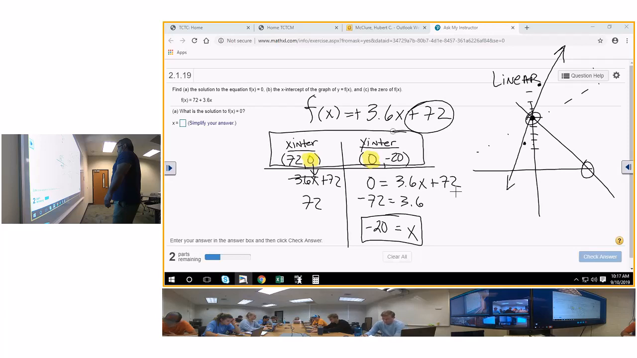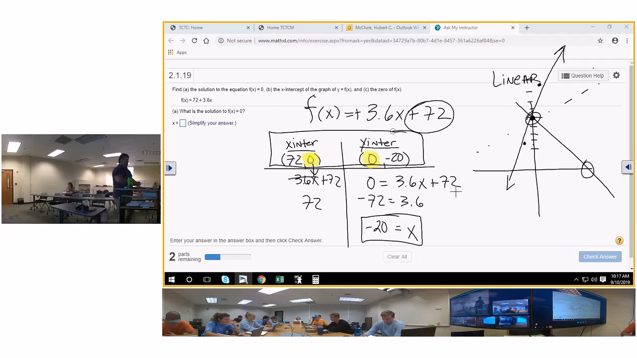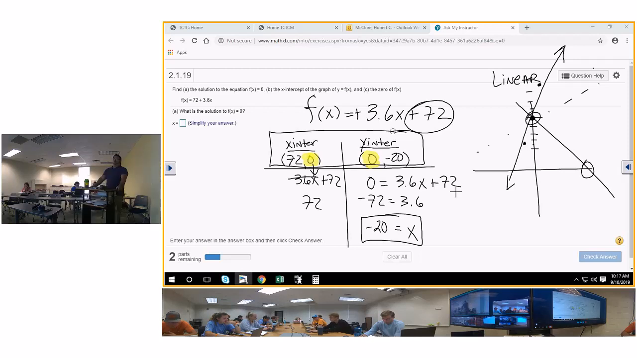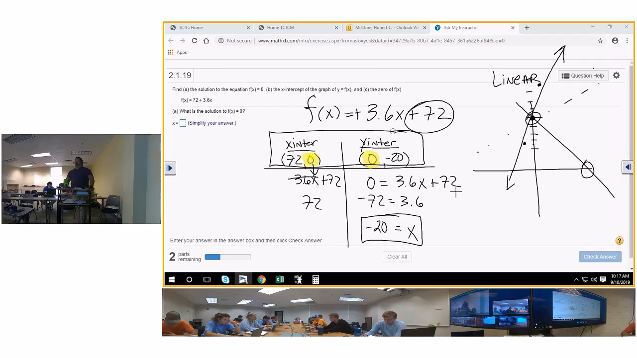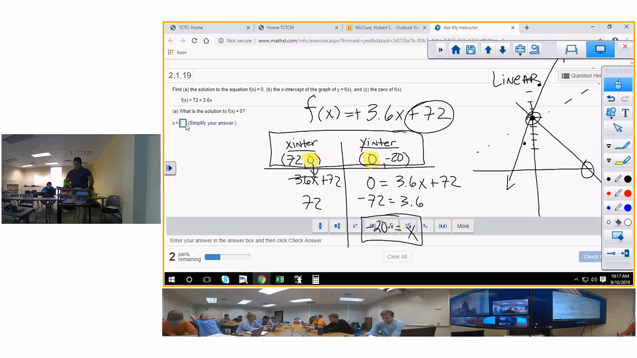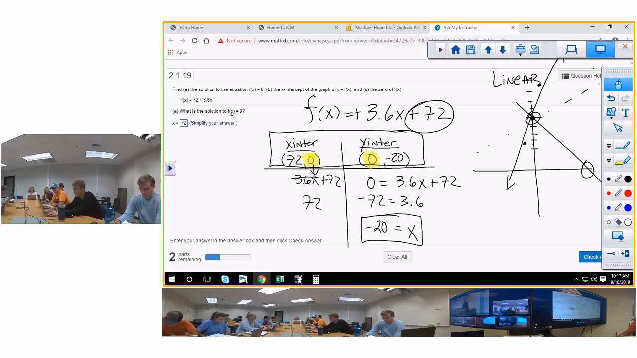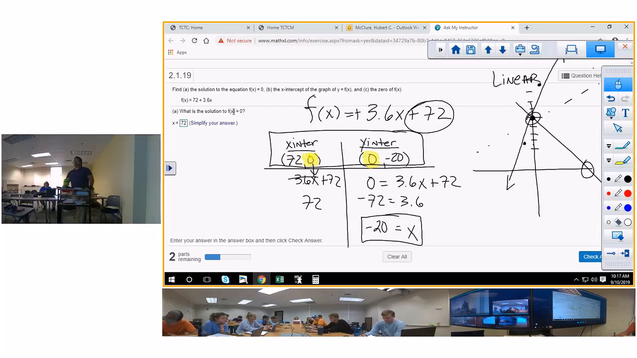And of course, you can find those in your calculator by using the second trace function. Or your table. So when y is 0, what is x? Negative 20. And I don't know if they're going to ask for the other one or not. When y is 0, x is 72. So I don't know what they're looking for.